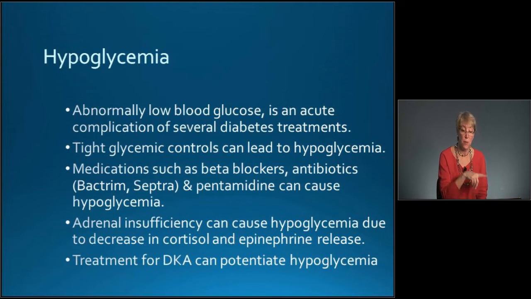And we just mentioned in the previous slide adrenal insufficiency. This can cause hypoglycemia because of the decrease in cortisol and epinephrine release. Treating a patient with diabetes who's in diabetic ketoacidosis can potentiate hypoglycemia, because initially they're going to be on an insulin drip, which can drop that blood sugar very quickly. All of these things we're keeping in mind when we're taking care of our patient who is admitted for any type of endocrine disorder, hypoglycemia, diabetes, anything of that nature.